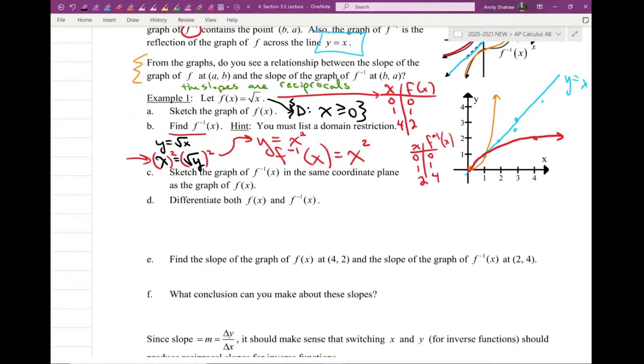So the derivative of the square root of x, I happen to have it memorized. So the derivative of f of x will be: take the power, x to the 1/2 power, bring the 1/2 out in front, and then reduce the exponent by 1. And what I end up with is 1/2 x to the negative 1/2, which again I have memorized as 1 over 2 times the square root of x. And I highly recommend that you get that memorized as well.